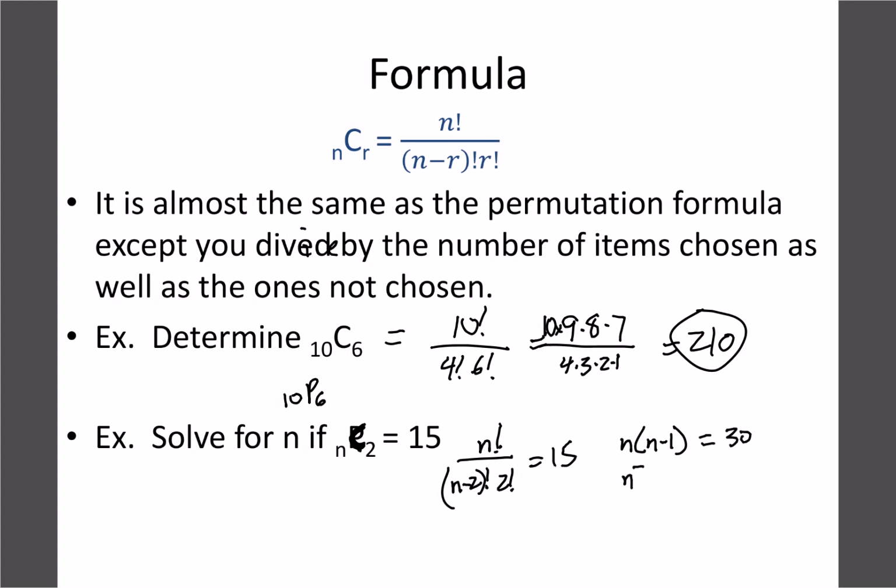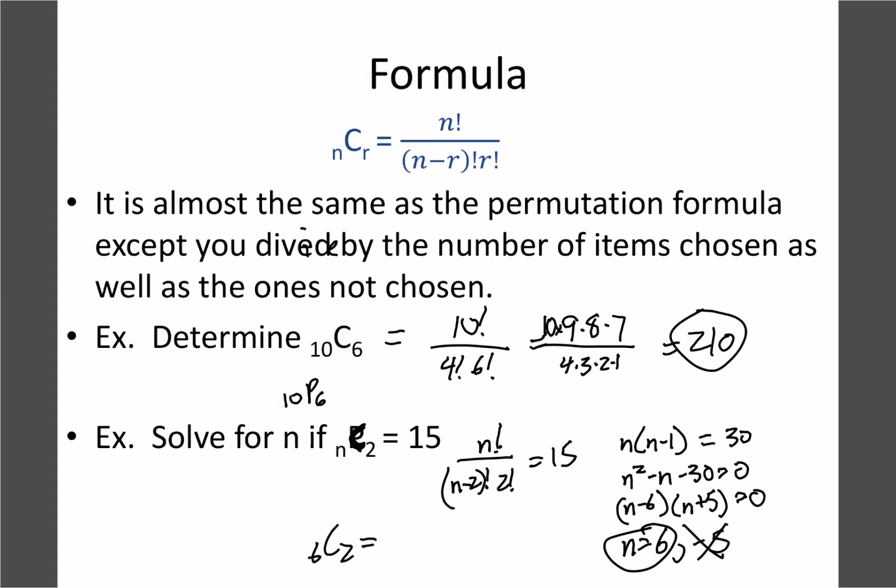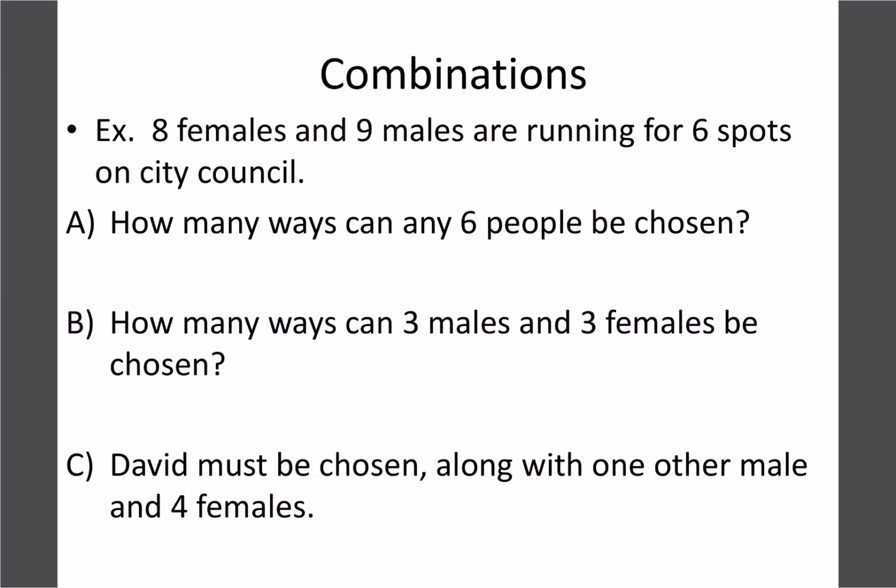Now we can FOIL this out, so we'd have n squared minus n minus 30 equals 0. Our factors would be n minus 6 and n plus 5. That means our solutions would be 6 and negative 5. The negative doesn't make sense, so 6 should be the right solution. So 6C2, if you do that on your calculator, you should get 15.